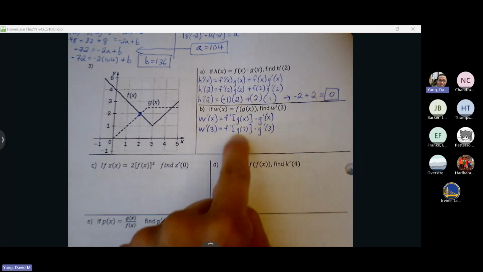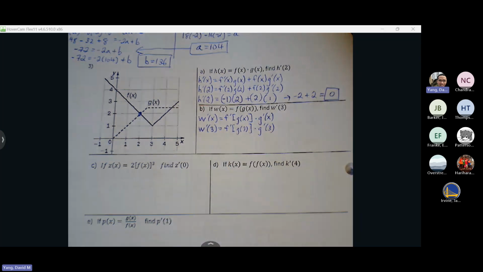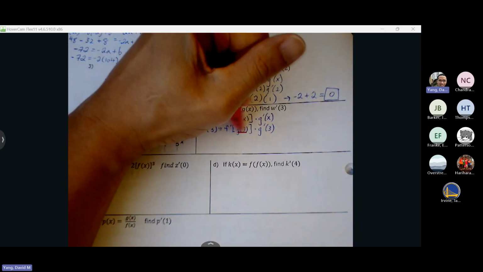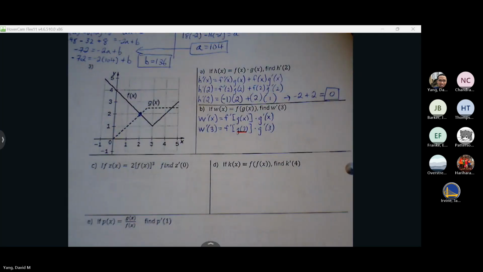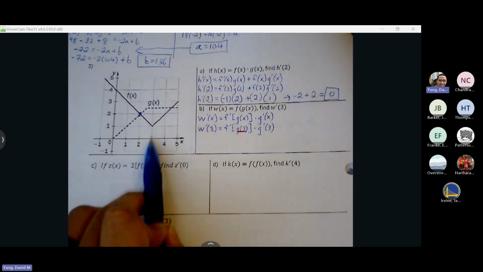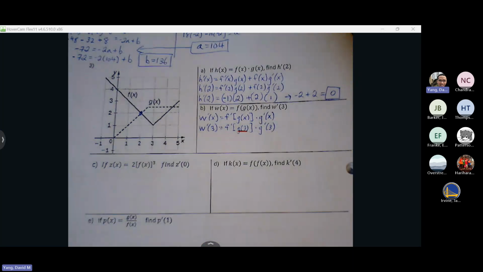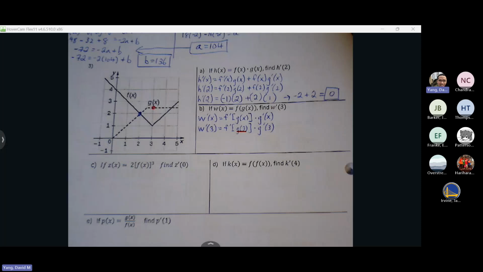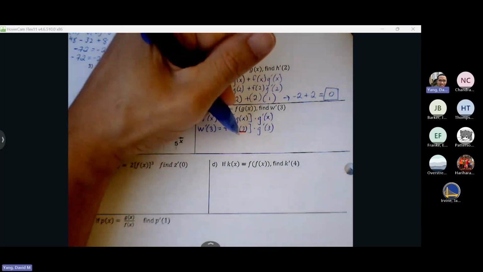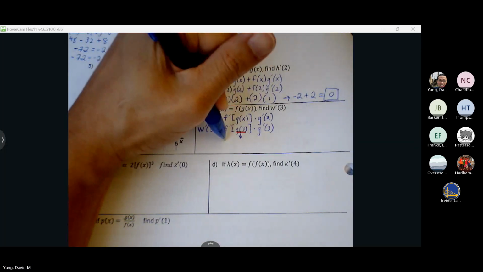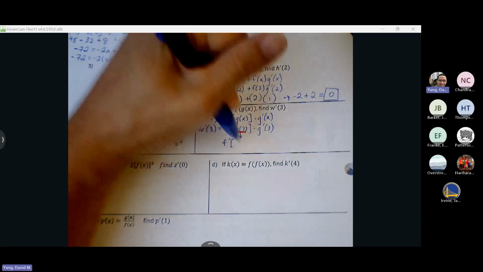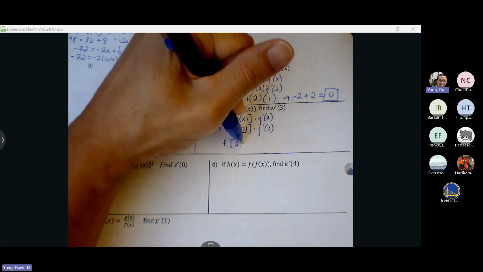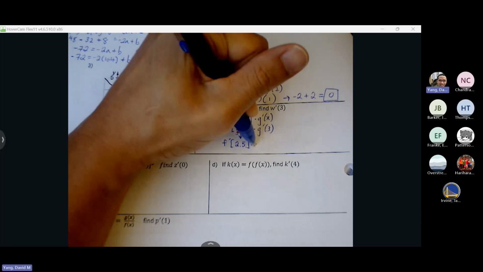Understand that this is not a one-step process. We've got to take our time with this. So deal with the part that feels manageable. We can handle that g of 3, so let's find that piece first. g of 3 is this y value, and that looks like 2.5. So we make that substitution, but copy everything else where it is.